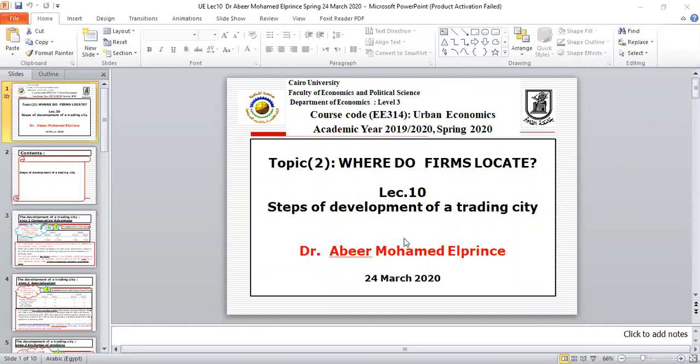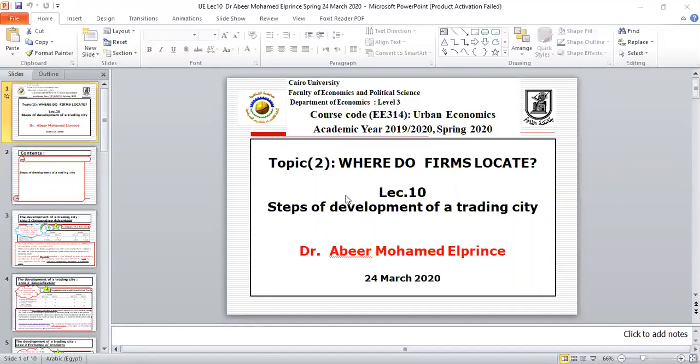Lecture 10, under topic 2, where do firms locate? Lecture 10, steps of development of trading city. We said that there are 3 conditions of developing a city. Number 1, agriculture surplus. Number 2, urban production. And number 3, transportation. Okay, 3 main factors or conditions to develop a city.